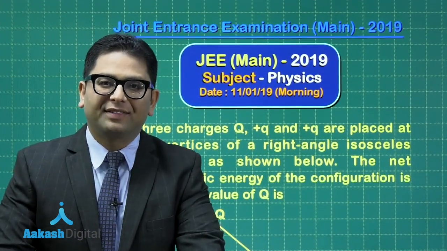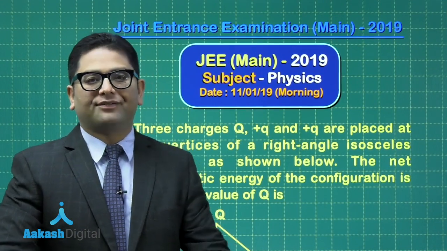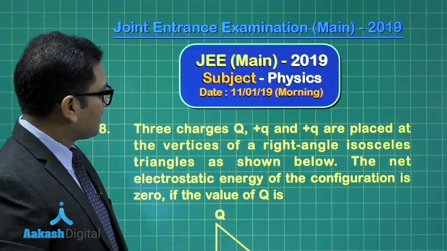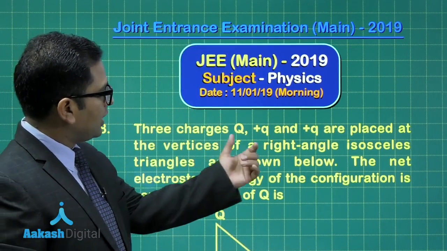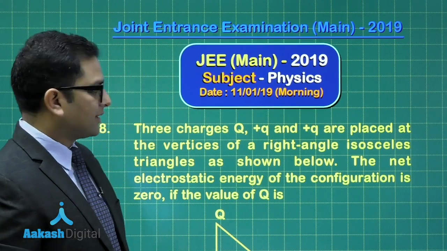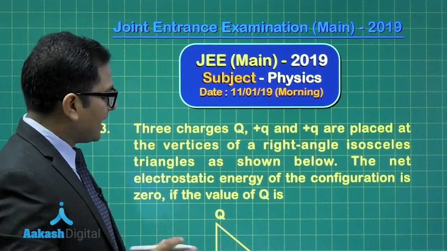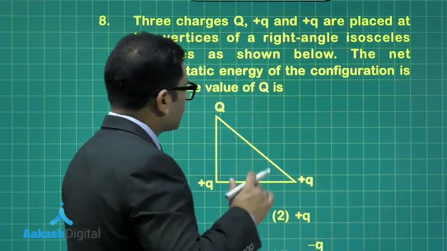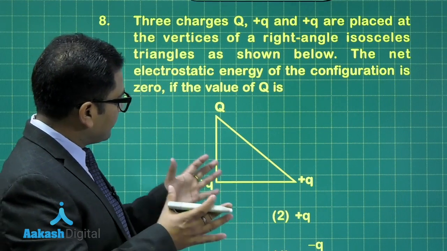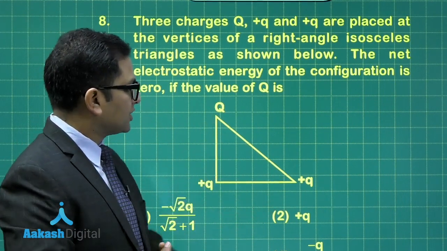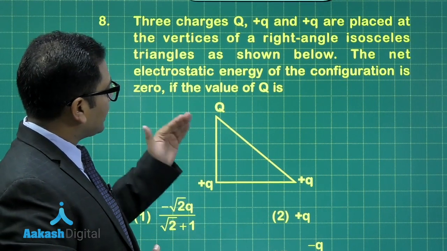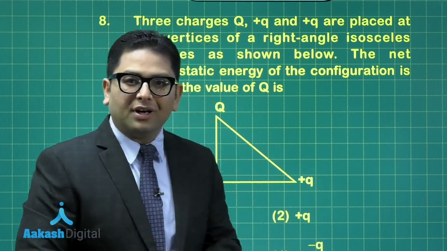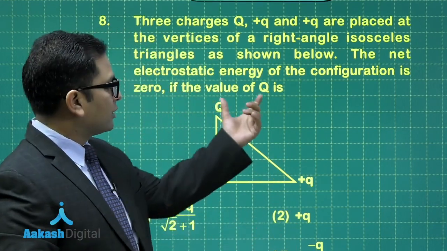The 8th question has been extracted from electric charges and fields under the chapter electrostatics. The question is something like this. 3 charges, capital Q and 2 small q each, are placed at the vertices of a right angle isosceles triangle as shown in the figure. Here's a right angle isosceles triangle, and in this given case you could see the placement of the charges. We need to calculate the electrostatic energy of the configuration. It is given to be 0, and for that given situation, what is the value of capital Q?